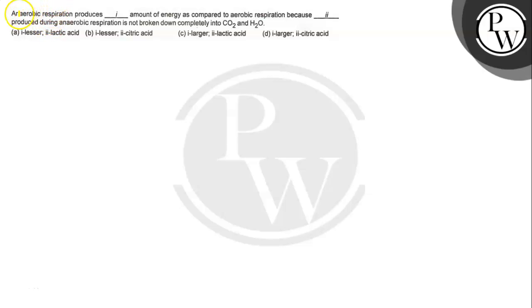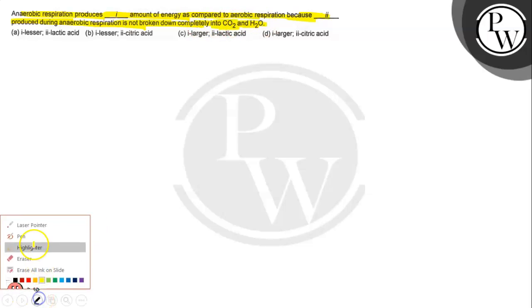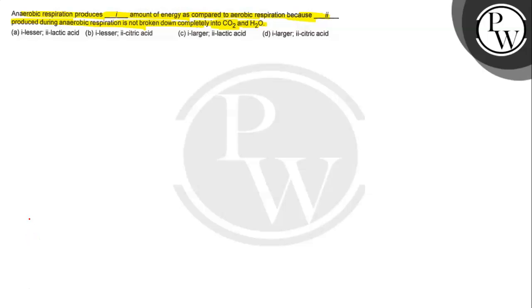The question says here, anaerobic respiration produces less amount of energy as compared to aerobic respiration, that is produced during anaerobic respiration is not broken down completely into carbon dioxide and water. So the given question is asking about aerobic respiration and anaerobic respiration. So aerobic respiration produces more ATP.